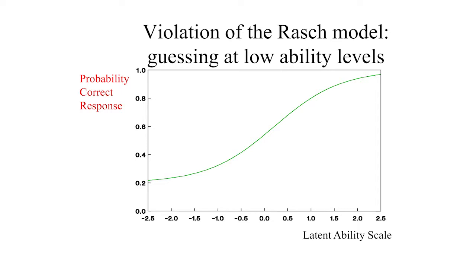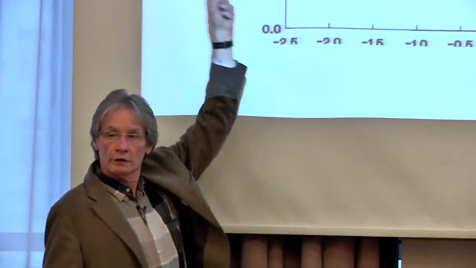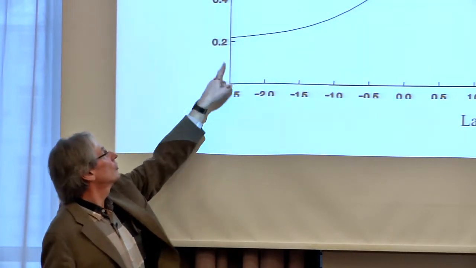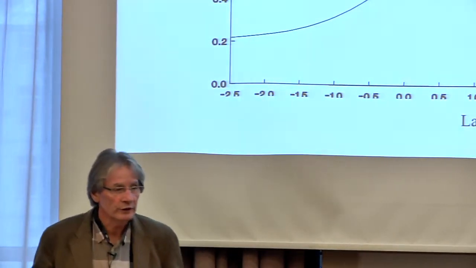This is an even more realistic violation. It might be that you have multiple choice items, okay? And in multiple choice items, no matter how low your proficiency level, you always have the guessing probability of a correct response, because you can always guess the correct response. So what you see here is that this lower asymptote does not go to 0. It is always above 0.20.